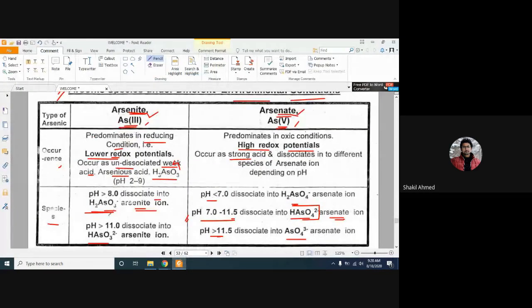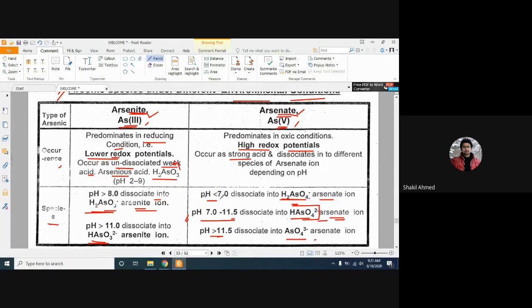arsenite. Similarly, in this form if you calculate you will find plus 3, but here if you calculate you will find plus 5. That's why they are arsenate ions. All are arsenate ions. This is an arsenate ion, this is an arsenate ion, these are all arsenate ions.